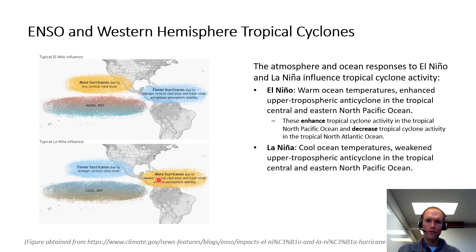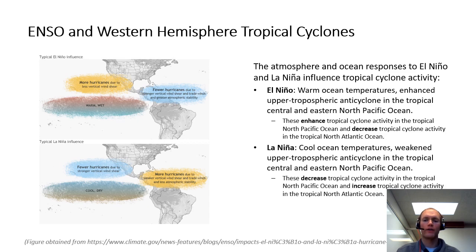Whereas further removed from that heating associated with La Nina, you get less of an impact here into the Atlantic basin. And so consequently, you have weaker vertical wind shear and impacts to atmospheric stability than you see during El Nino. And so consequently, you get more tropical cyclone activity in the tropical North Atlantic basin.